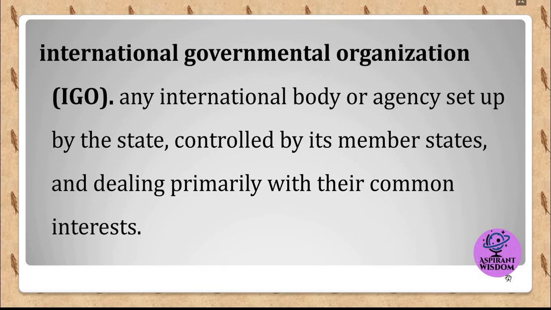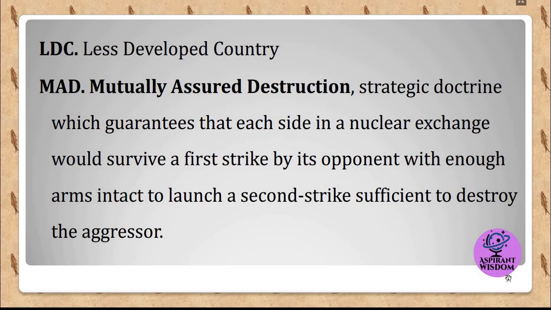International Governmental Organization, IGO. Any international body or agency set up by the state, controlled by its member states, and dealing primarily with their common interests. LDC: Less Developed Country. MAD. Mutually Assured Destruction. Strategic doctrine which guarantees that each side in a nuclear exchange would survive a first strike by its opponent with enough arms intact to launch a second strike sufficient to destroy the aggressor.